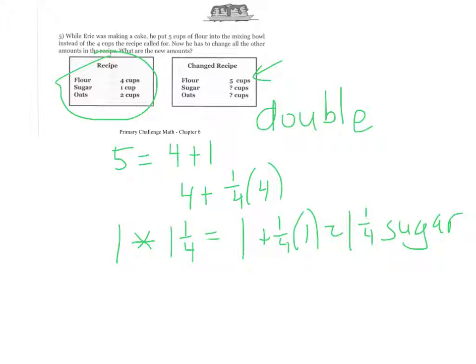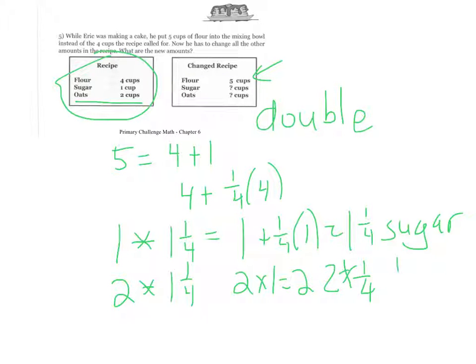What about the 2 cups of oats? Okay, so we have 2 times 1 1/4. So we say, okay, times 1, so 2 times 1 is 2, and 2 times a 4th, well, if you have a 4th and another 4th, you get a half. Okay, so what will we get for the oats? We're going to have, I'll write that in red, we're going to have 2 1/2 cups of oats.